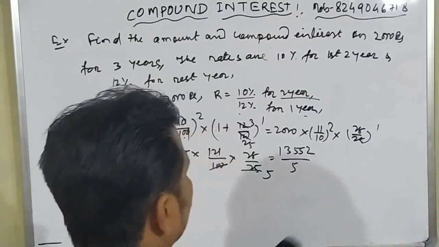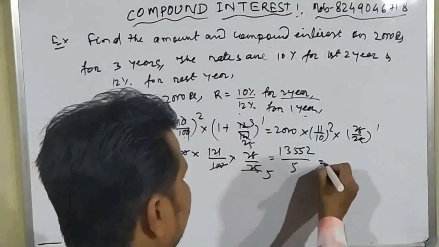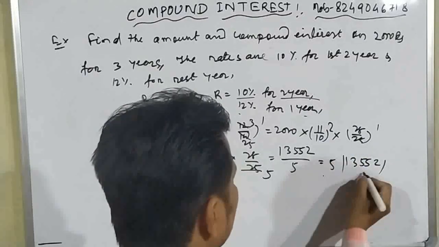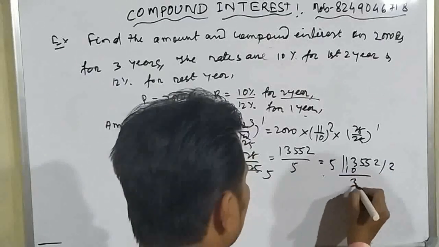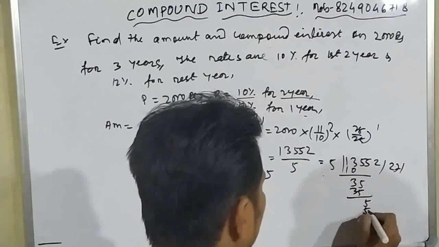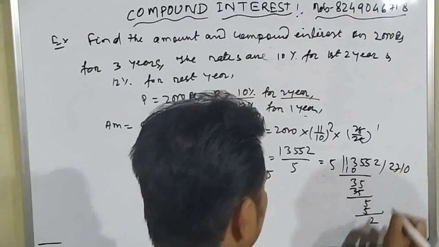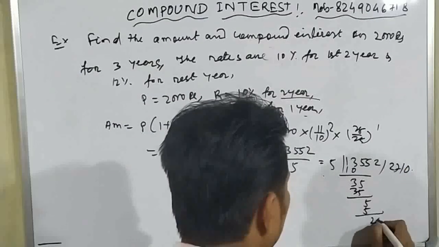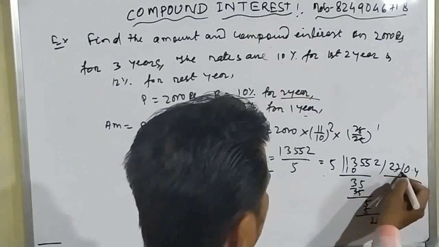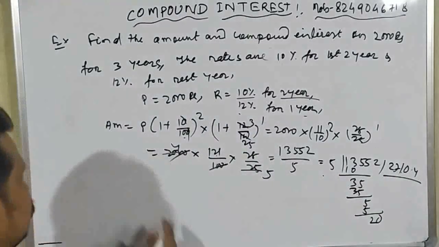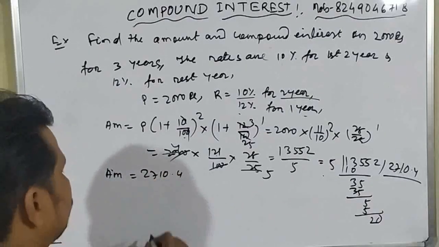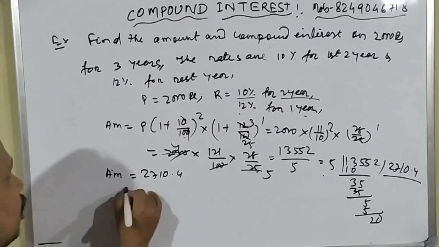Okay, student? So by dividing by 5 we can convert it into decimals. 13552 divided by 5. The result is 5 2s are 10, then 3, 35, 5 7s are 35, again 5 5 1s are 5, again 2, 0. So 0.4. Okay, student? So the result is 2710.4 rupees. Okay, student? So the amount equals 2710.4 rupees.